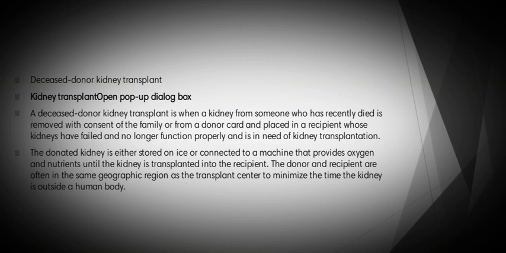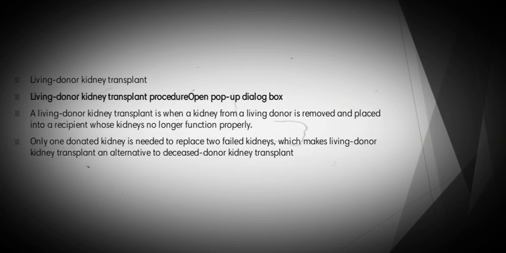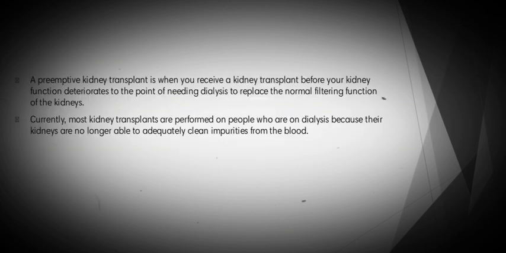The donor and the recipient are often in the same geographic region as the transplant center to minimize the time the kidney is outside a human body. The second type is the living donor kidney transplant procedure. This is when a kidney from a living donor is removed and placed into a recipient whose kidneys no longer function properly. Only one donated kidney is needed to replace the two failed kidneys, which makes the living donor kidney transplant an alternative to deceased donor kidney transplant.